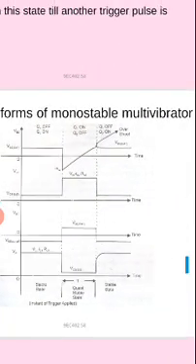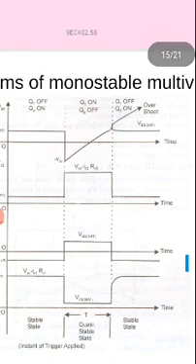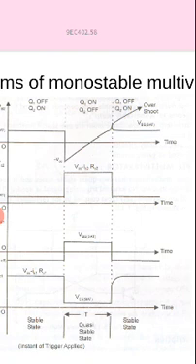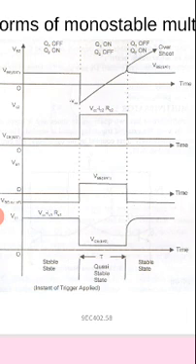These are the waveforms of monostable multivibrator. Whenever one transistor is off, the other transistor is on. Whenever Q1 is off, Q2 is on. Whenever Q1 is on, Q2 is off. So there is the stable state, then it enters into the quasi-stable state, and again it enters into the stable state.